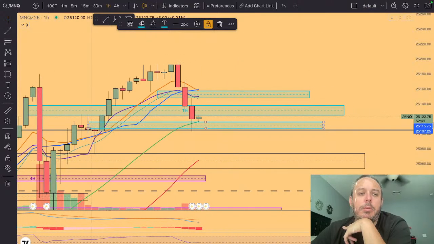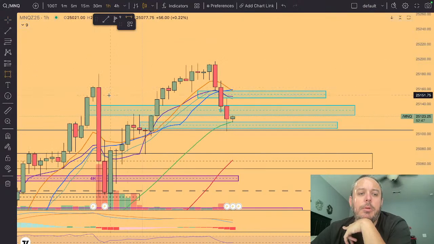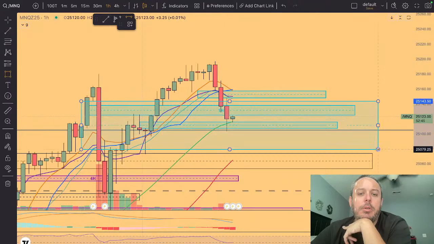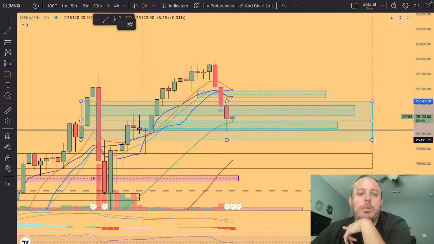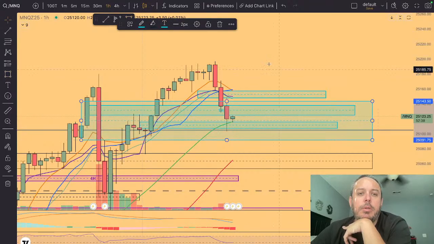And then we got this big ass gap right here, boy. Let's change the color of that.